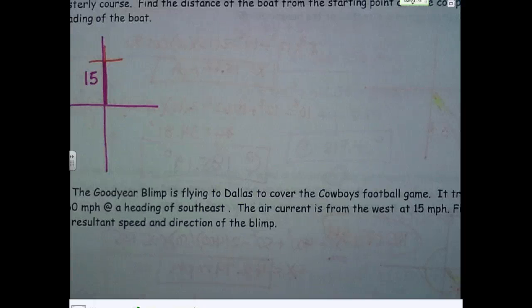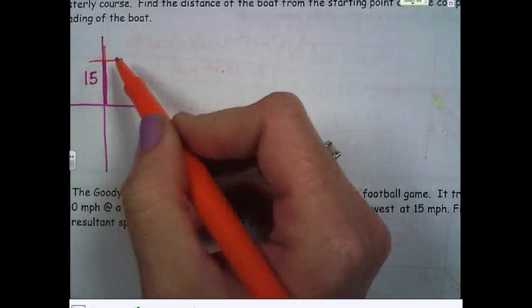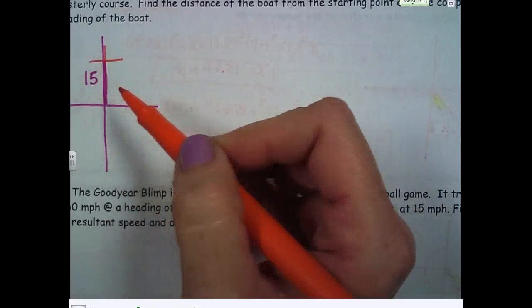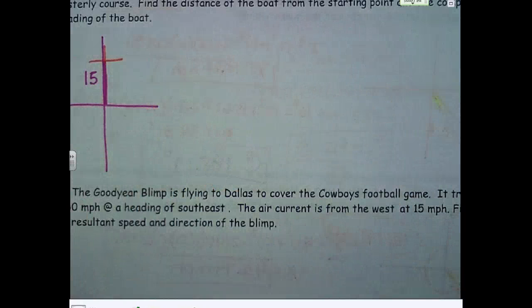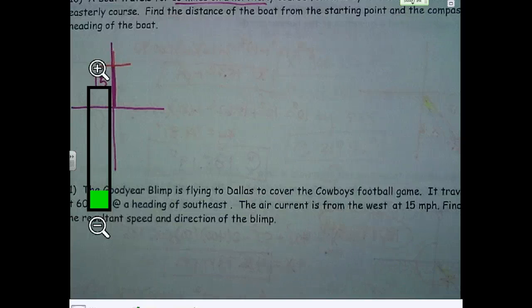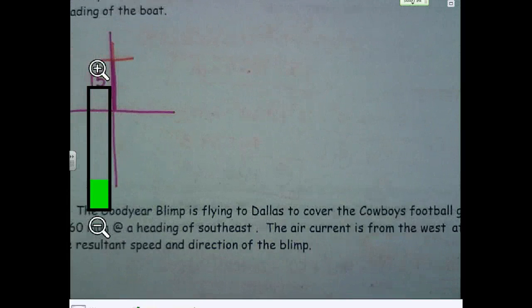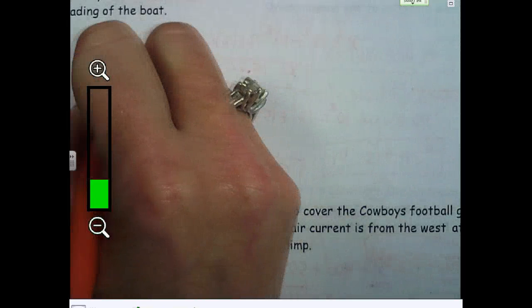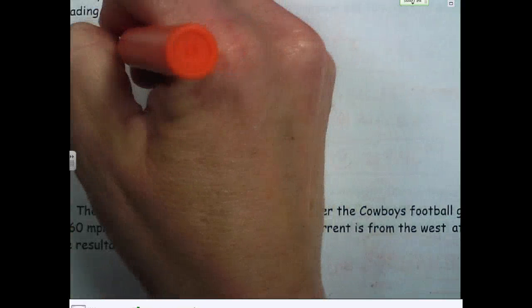Okay, so you just draw a new one. You stopped at 15. You're gonna have the new compass rose, and you are going to turn east. That means you're going to turn to the what? East. Turn to the right, correct? So now you're going this way. And it's 12 miles is the wind.